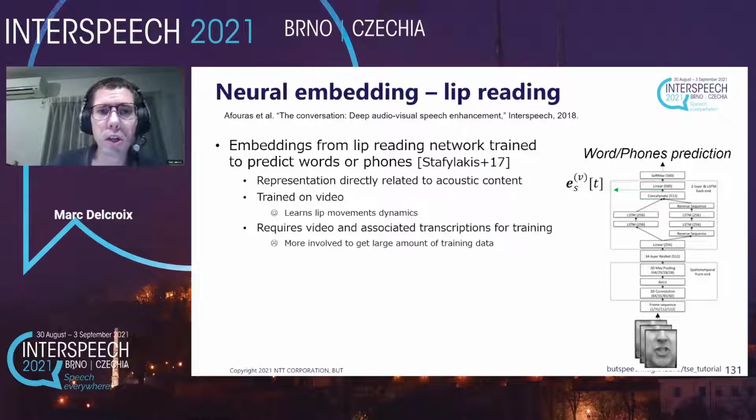The other approach is to use lip reading to pre-train the video embedding extraction part. As in this figure here, we have a video as an input, and the network will predict words or phones. Again, you can use intermediate representation as embeddings. This representation will be directly related to acoustic content, because obviously we try to predict phones or words. It's trained on video, so it can learn to model the lip movement dynamics. However, to train such a network, we need video and the associated transcriptions for training. So you can think that it's much more costly to get a large amount of training data.